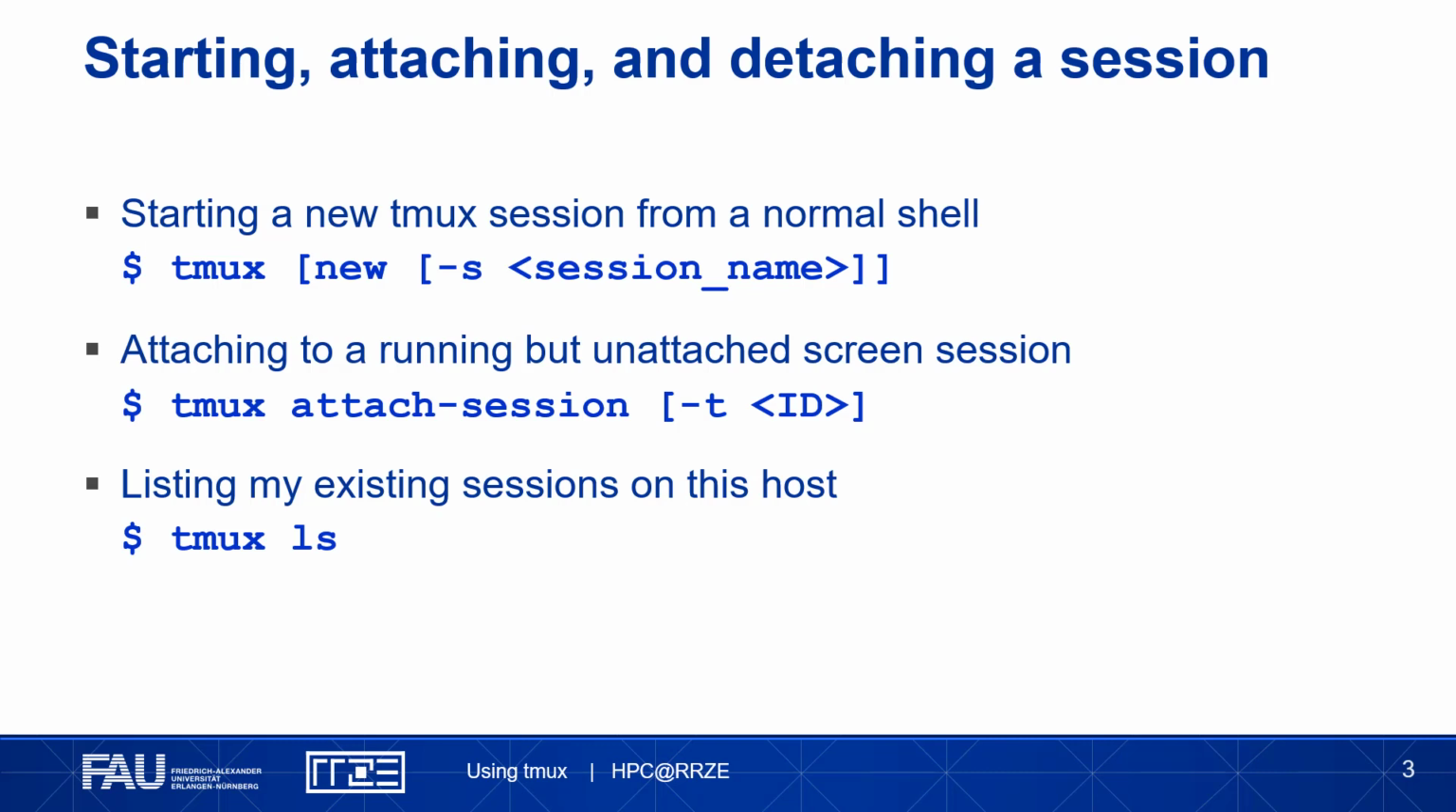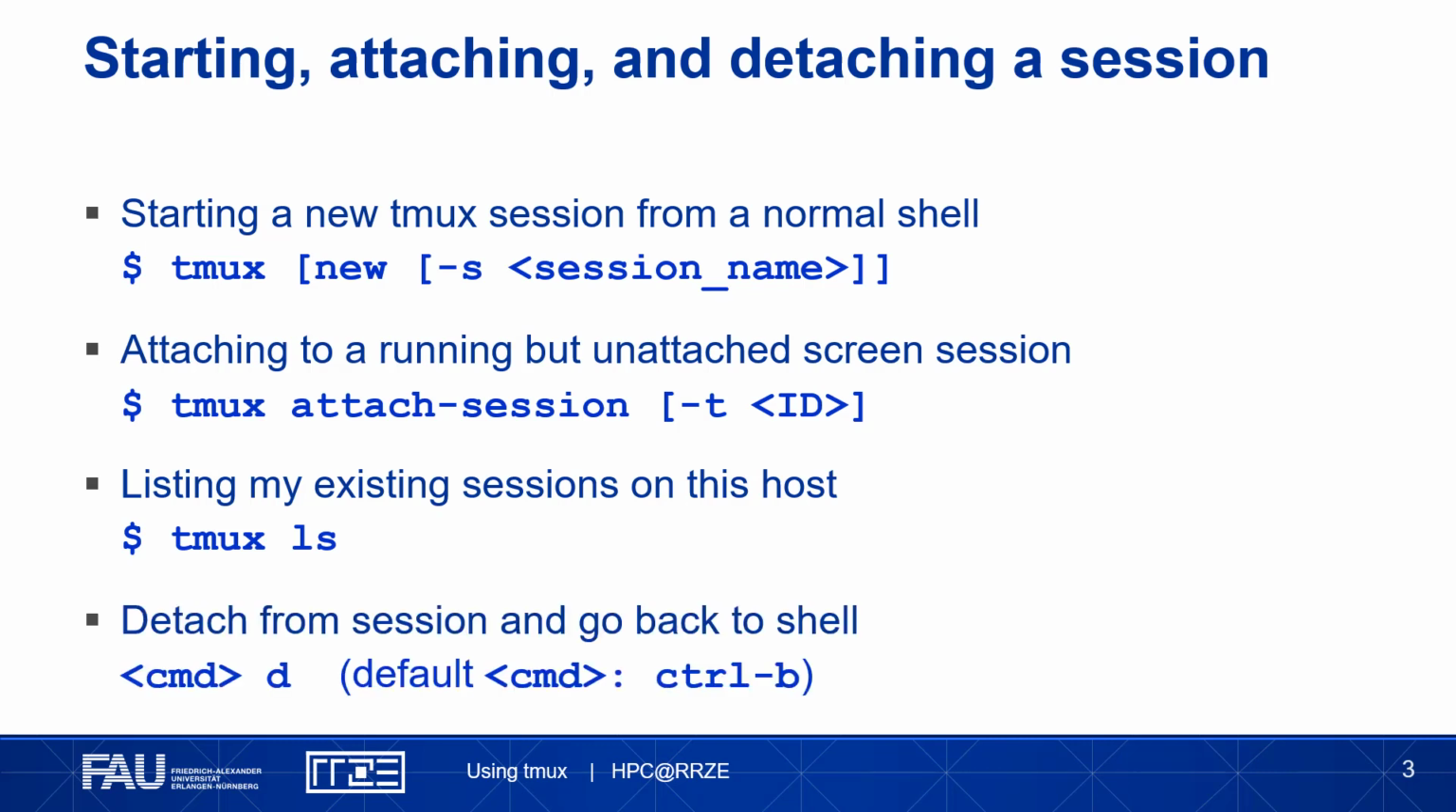Most importantly, if you're within tmux and you're within a shell session, how do you detach? How do you exit from this? And for that, you hit the so-called command key. By default, the command key is Control B. I will tell you later how to change that if you don't like it. But by default, it's Control B. And then after the command key, you hit the actual command. And by the command D, you detach from the session and go back to the shell where you called tmux or tmux attach session.